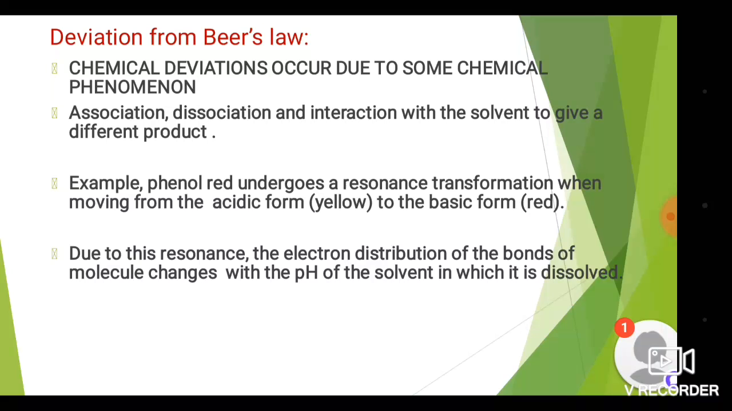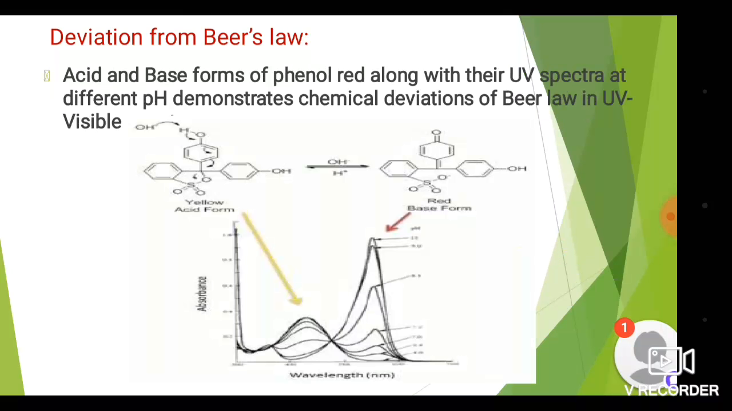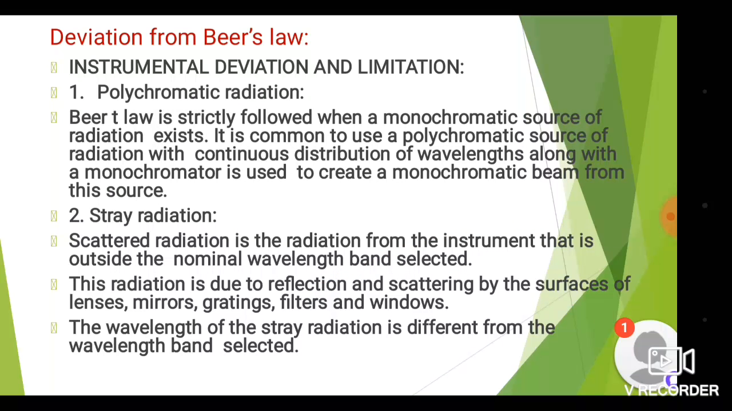that is red color. This change in color in the various media depends upon the resonance, that is, the electron distribution of the bond of the molecule. So it depends upon the pH. The acid and base forms of phenol red, along with the UV spectra at different pH, demonstrate chemical deviation of Beer's law in UV-visible. The yellow color shows one wavelength and the red color shows another. Red color shows the higher wavelength and the yellow color shows the lower wavelength. So this is one of the facts of chemical behavior, chemical deviation.